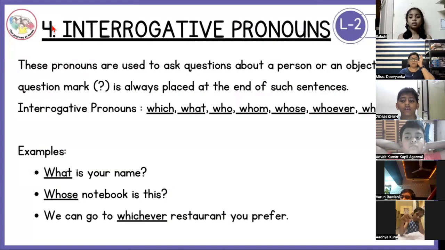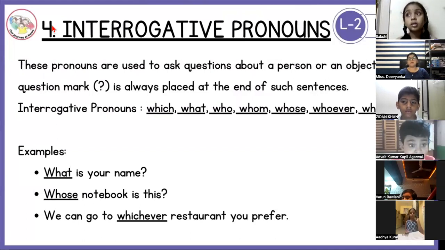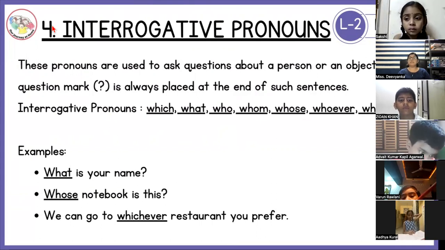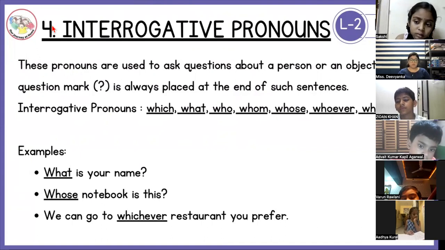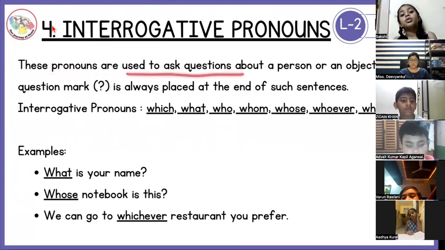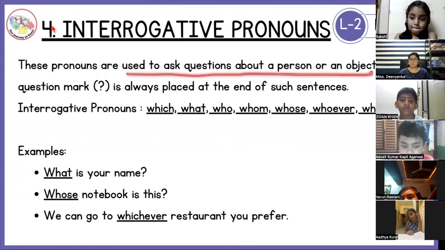Okay. Now the fourth one, the fourth type is called the interrogative pronouns. What are they called? Interrogative pronouns, which means it is about asking questions. Okay. Now let's look at what they are exactly. These pronouns are used to ask questions about a person or an object.